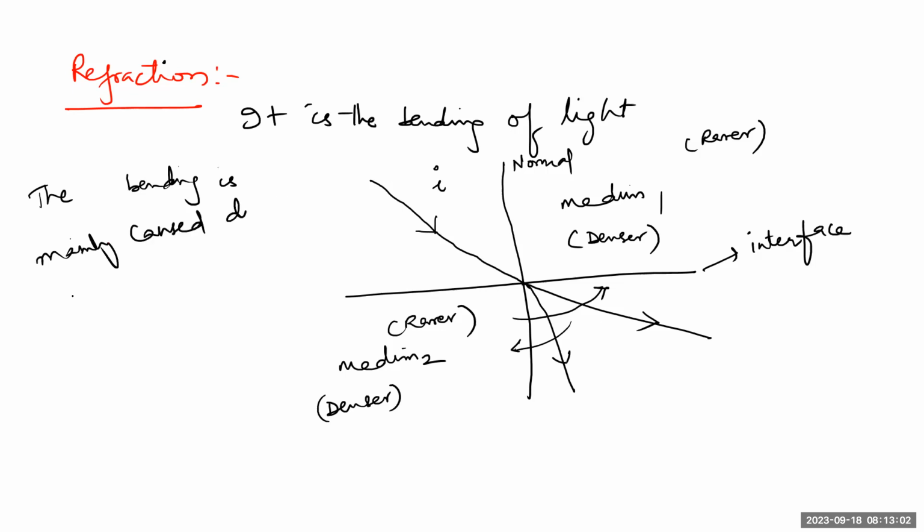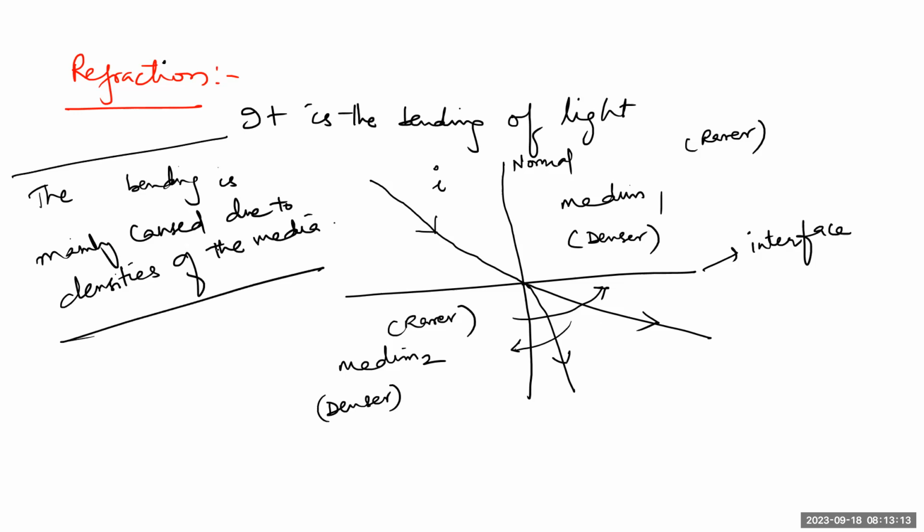due to the densities of the media. There are two media. If there is a difference in the density, that difference in the density causes the light to bend. Is it okay, ma'am? So the bending of the light is happening mainly because of the differences in the densities between the two media.